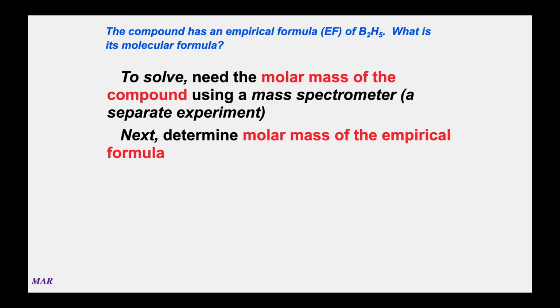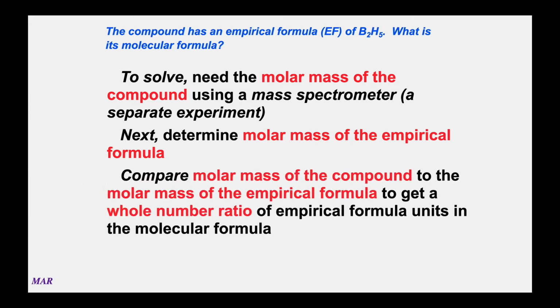So what we're going to do is find the molar mass of the empirical formula, which is something we can do right now, and compare it to the molar mass of the compound. And if we do that, we're going to get a whole number ratio. And that whole number ratio will multiply by the empirical formula to get the molecular formula.